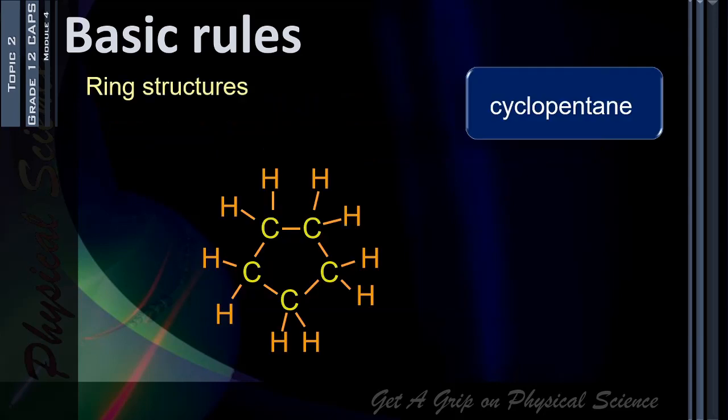Nomenclature for the ring structures is not part of the CAPS syllabus, but I just want to mention that cyclo in a name is for ring structures. And I mention this because you will come across some of the ring structures in the prescribed practical for this topic. Now these are basic rules for the alkanes, and we will add to these rules when we get to the specific homologous series. But these 4 rules are sufficient for the naming of the alkanes.